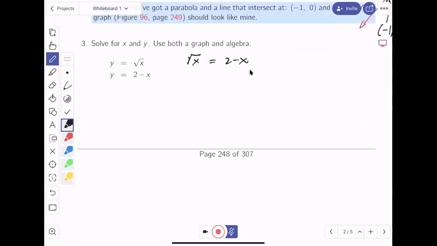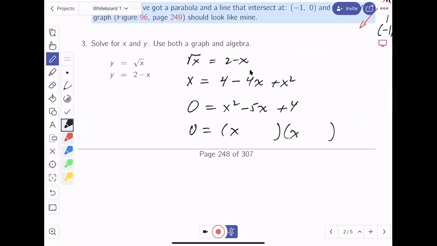Well, in mathematics, they told me to square both sides. And if I'm squaring both sides, I get 4 minus 4x plus x squared. And then I would do x squared minus 5x plus 4 equals 0. I'm going to factor. 4 and 1, minus minus. That's pretty simple. And x would be 1. And x would be 4, right?